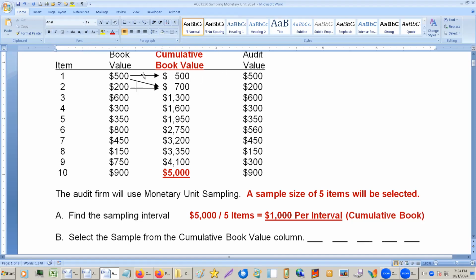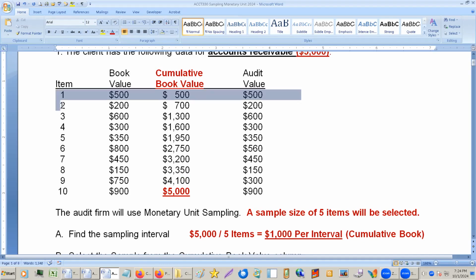So let me get rid of this stuff here. We are looking for whichever item moves us past the first 1,000 interval. So of all these items here, going to the cumulative, which one goes over the $1,000 interval? Item 3. Yep. Very good. So item 3, this one puts us over. So this will be the first one that we pick, is item 3.